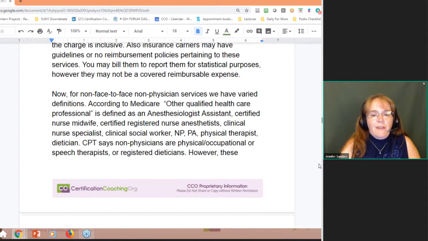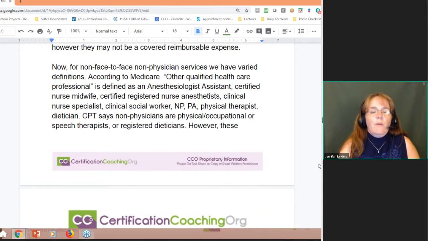Now, there are non-face-to-face, non-physician services, which come up with a varied definition. According to Medicare, an other qualified healthcare professional is defined as your anesthesiologist assistant, a midwife, a nurse anesthetist, a nurse practitioner, physician assistant. There's a lot of different terms that they use for an other qualified healthcare professional. The CPT says a non-physician is a physical or occupational or speech therapist or a registered dietitian. So there's a little bit of variance there.